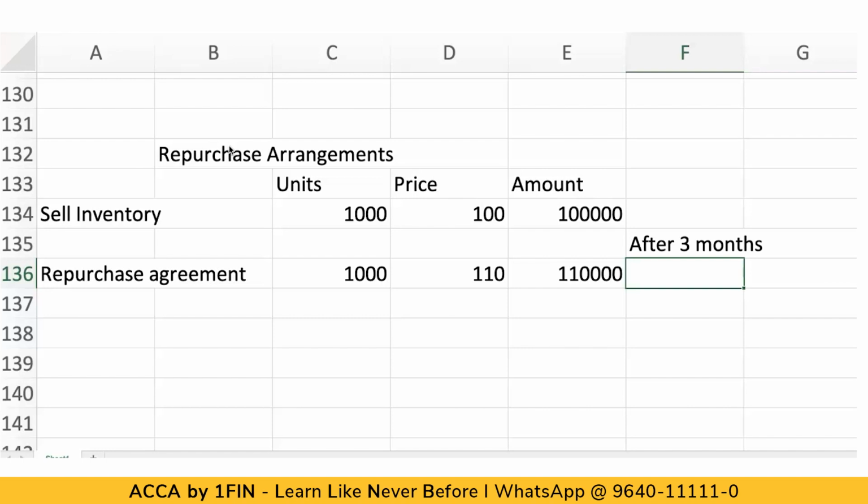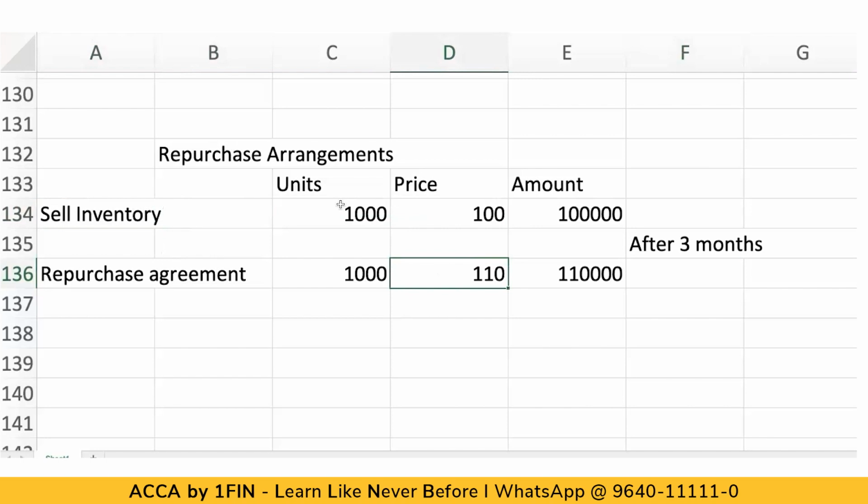So here, what the standard says is, if there is a repurchase agreement, and if you look at the contract, you can make out that control is not transferred. Risk and reward is still with the seller. Because when you sell the inventory at 100 and you have agreed to buy back at 110, assume for a moment on that date market price is 50 or 60. The seller is bearing the risk of inventory loss.